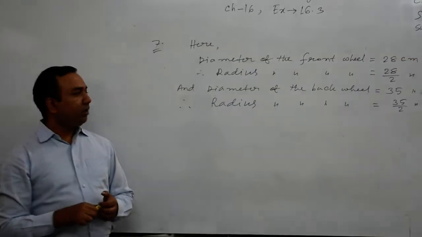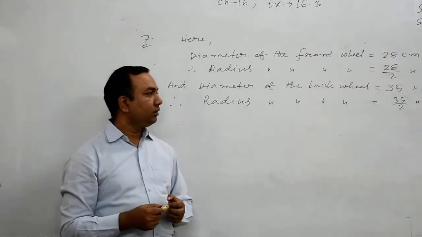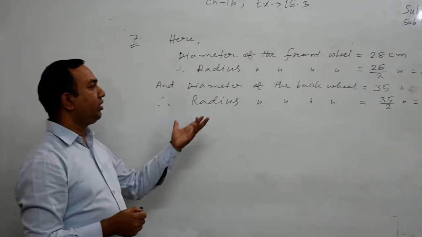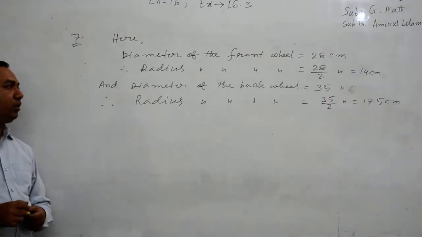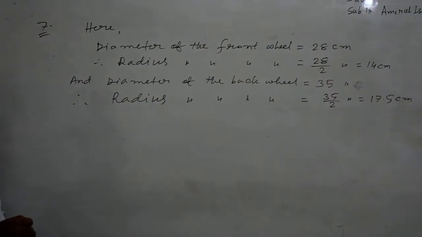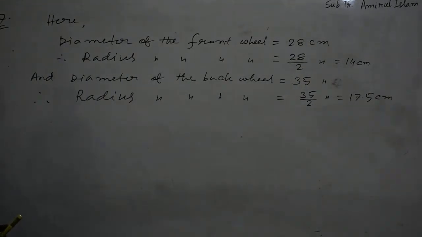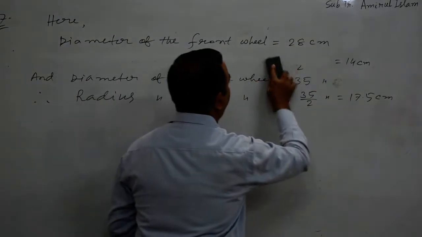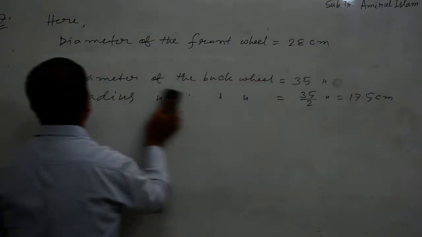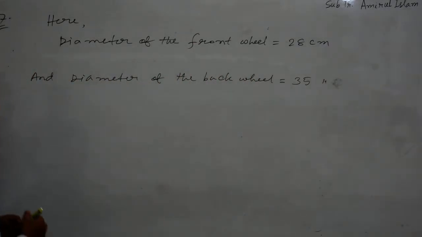Here actually we will calculate the circumference of both wheels. Without finding out the radius, you can directly calculate the circumference of the wheel using diameter also. So if necessary, you can erase the radius of these two wheels. You can calculate the circumference directly using the diameter of the wheel.